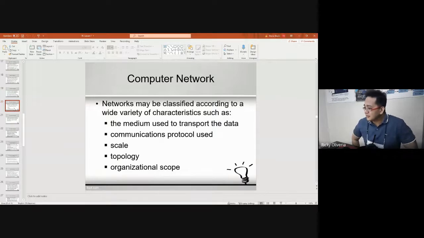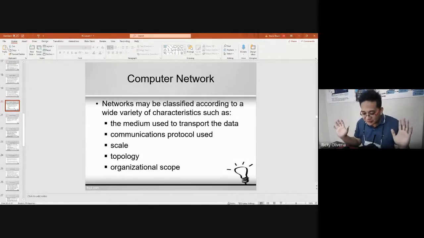Okay? Network may be classified according to the following, no? The medium used to transport the data. Ano ba yung medium natin to transport the data? Ito yung internet. Okay? Communication protocol used. Yan yung mga, is it IPv4? Okay, IPv6? Yung medyo familiar sa mga network dito, yung mga yan, no? Scale. Gaano ka laki yung network mo?